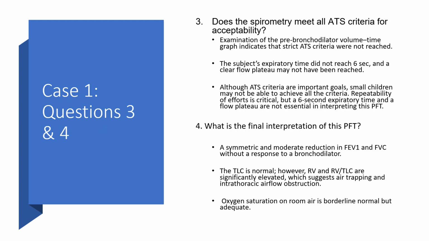So two final questions we're going to look at regarding case number 1. Does the spirometry meet ATS criteria for acceptability? I hinted at this earlier on in the presentation. Examination of the pre-bronchodilator time volume graph indicates that strict ATS criteria were not reached. The subject's expiratory time did not reach 6 seconds, and a clear flow plateau may not have been attained. But here's the rub. Although ATS criteria are important goals, small children may not be able to achieve this exact criteria.